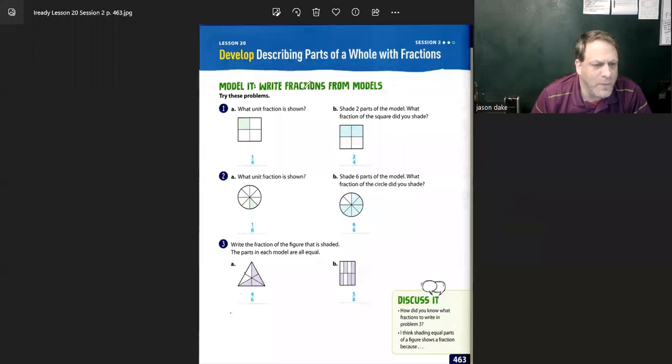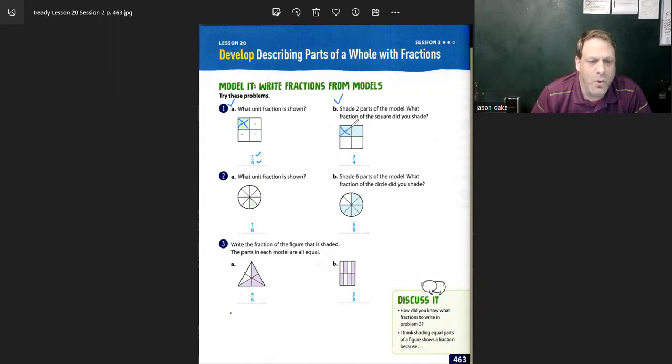All right. So number 1A, what unit fraction is shown? As we learned, we have equal parts, 1, 2, 3, 4. So we're going to say 4 here at the bottom. And then 1 is shaded in. So the answer is 1/4, as it appears here in the teacher's edition. All right, let's go to B. Shade 2 parts in of the model.